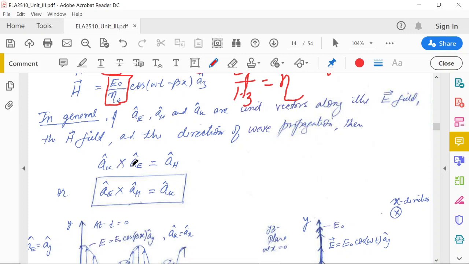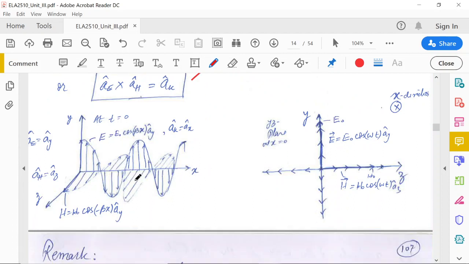Then A_K cross A_E equals A_H, or we can have A_E cross A_H equals A_K. So this, for example, is the visualization of the EM field. This is the direction of propagation, the E fields are in this direction, and the H field will be in this direction. So you have this field. I have already shown the animation of these EM fields here.